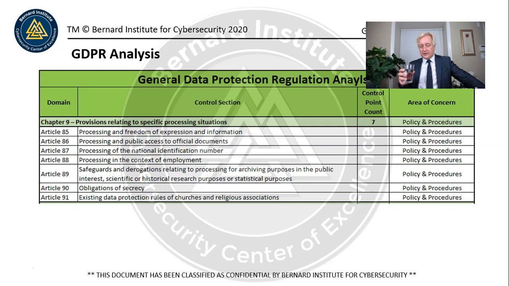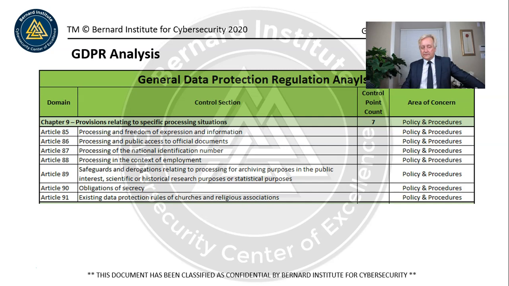Processing of national identification number. This is a very sensitive topic that needs to be addressed carefully. So we need to have a policy around it and procedures. Processing in context of employment. Again, more policy and procedures.